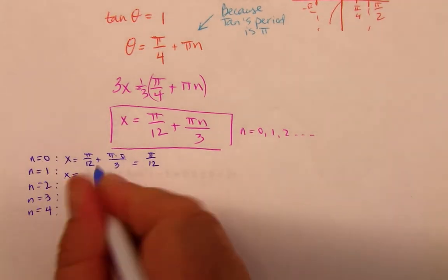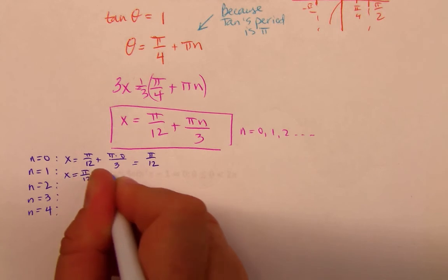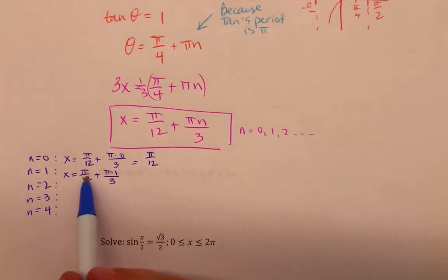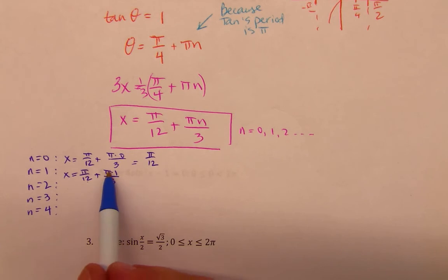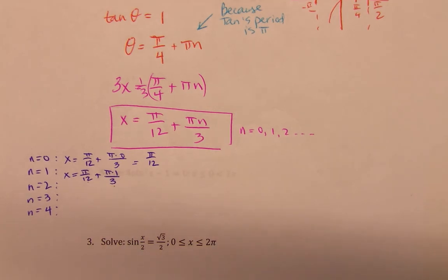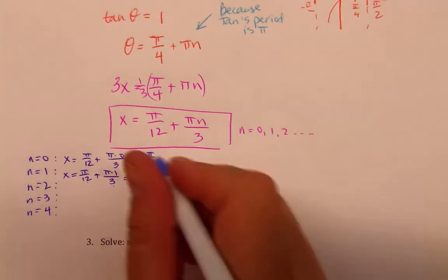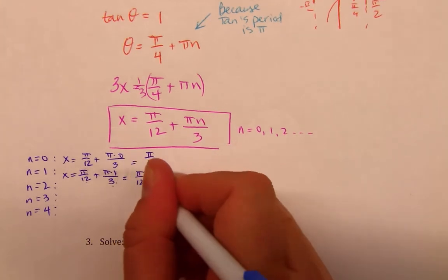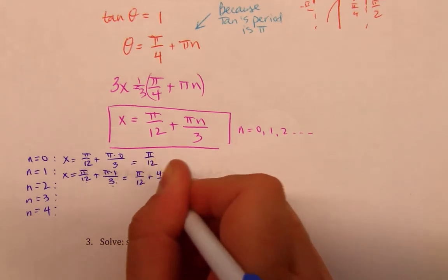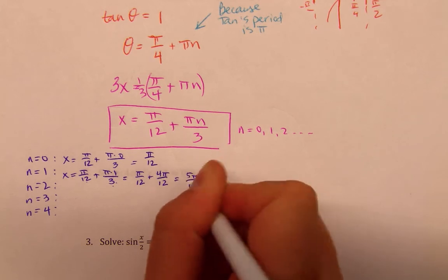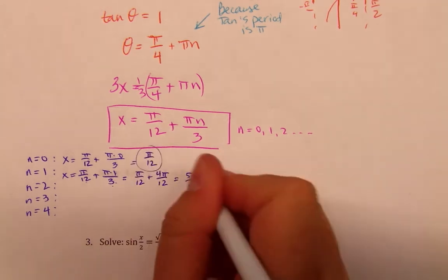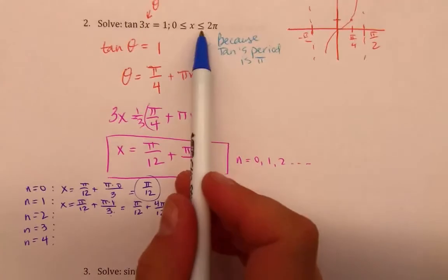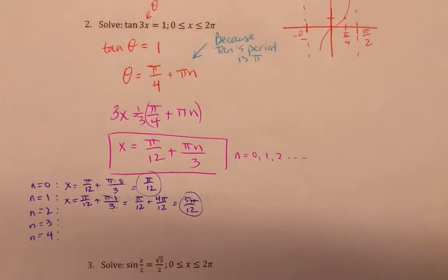So the next one we can plug in 1: pi over 12 plus pi times 1 over 3. So that's pi over 12 plus pi over 3. Having a common denominator, I can multiply by 4 over 4. So I have pi over 12 plus 4 pi over 12 equals 5 pi over 12. So we've got one answer, two answers, and we can continue this process until we reach 2 pi, because that would make it too many.